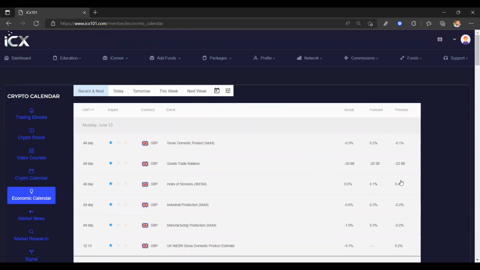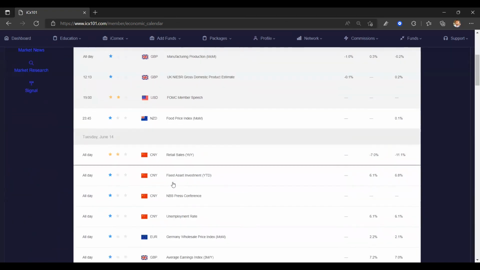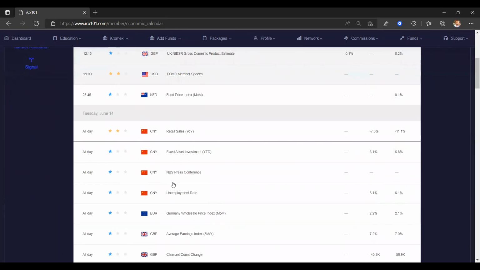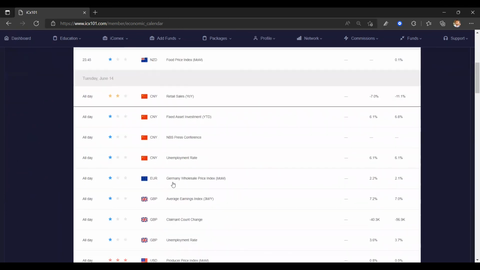So when the actual is greater than the forecast, it is positive for the currency. When the actual is less than the forecast, it is negative for the currency. So if it is negative, you expect a sell. When it is positive, you expect a buy. That is the indicator for it. Simple as ABC. When it is 3-star, it is high impact. If it is 2-star, it's medium impact. And if it is 1-star, it's a low impact.